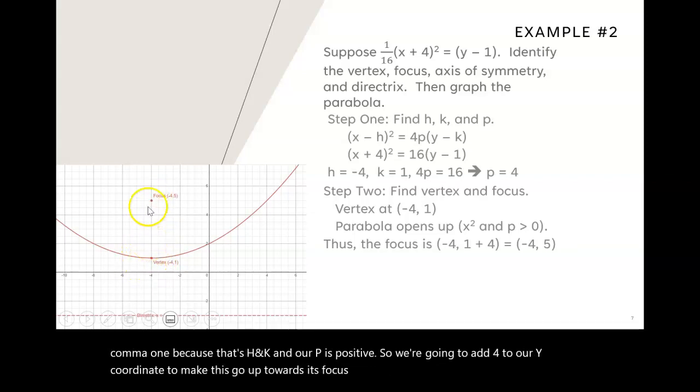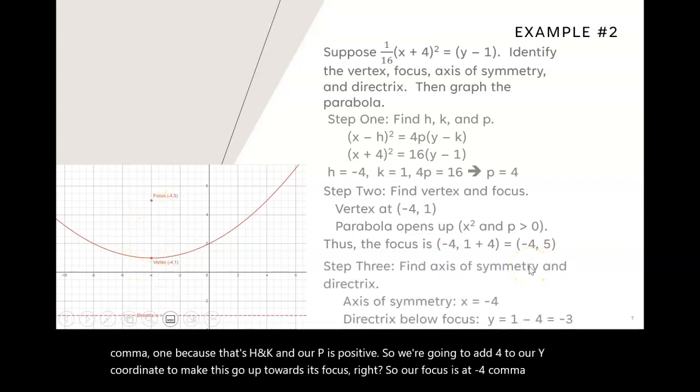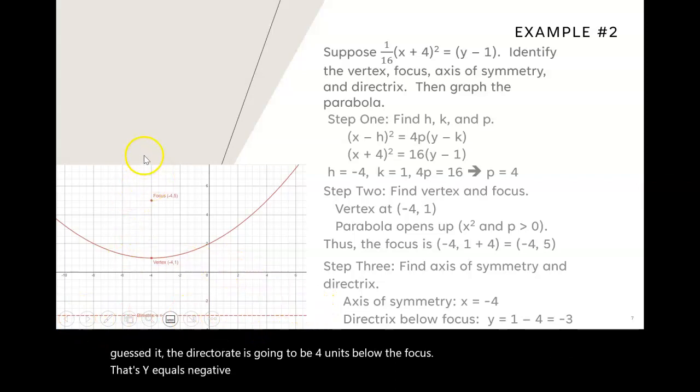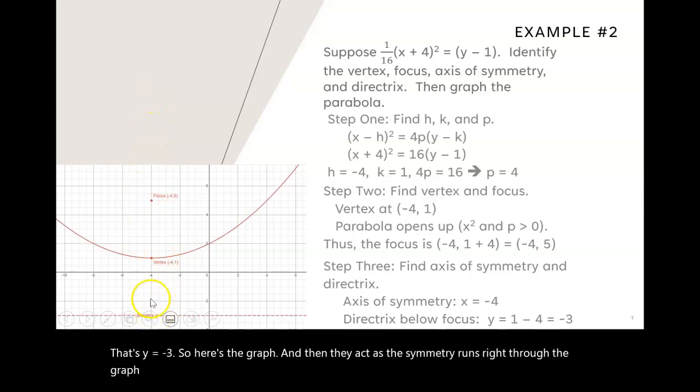All right, so our focus is at negative 4 comma 5, and you guessed it, the directrix is going to be 4 units below the focus, so that's y equals negative 3. So here's the graph, and then the axis of symmetry runs right through the graph right here. In this case, it's x equals negative 4 because that's the x-coordinate of our vertex.